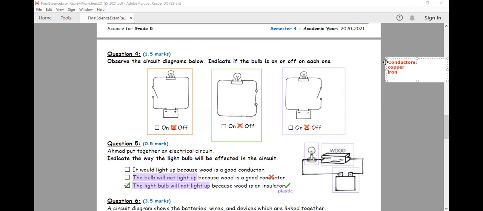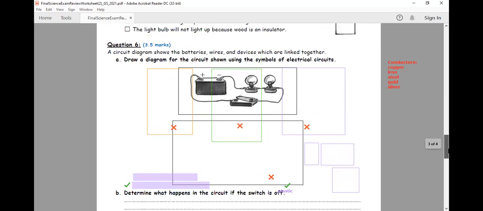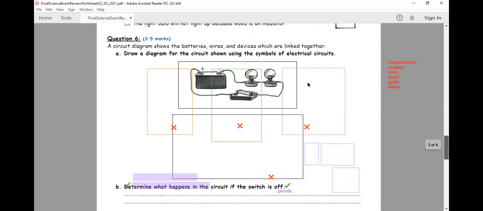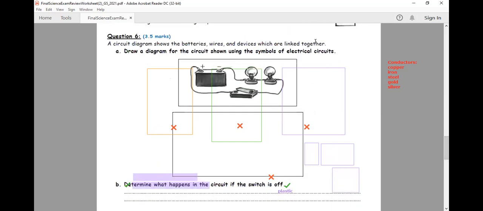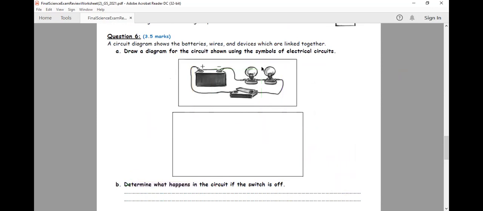Paper clip, I don't know what the name is in English. Okay, the paper clip is made of steel, so steel. Gold is a conductor. Silver is a good conductor. Miss, I have an insulator, but I don't know what the name of it is in English. Yeah, at the end you can show us your insulator.